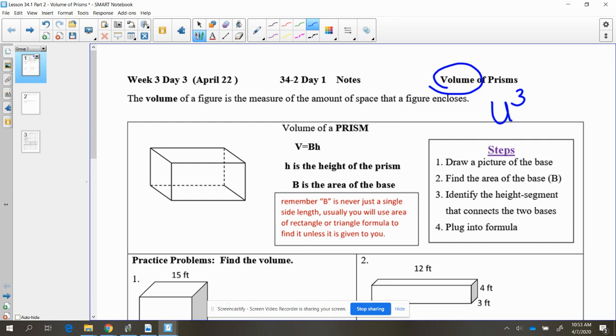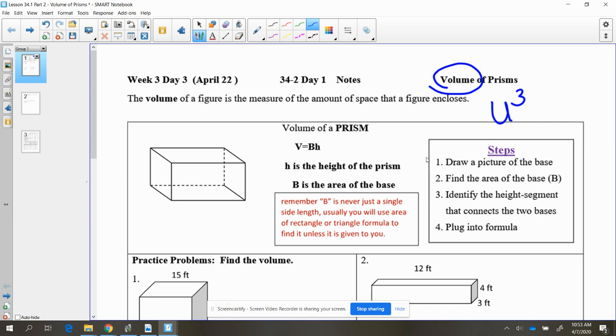Now, in order to find the volume of a prism, it is going to be the area of your base times the height. Now, a reminder, the area of your base is never just a singular one-side dimension. It's always going to be the area of something, whether that be a rectangle, a triangle, some kind of formula you're going to need. And basically, to find the overall area, you need to follow 4 simple steps.